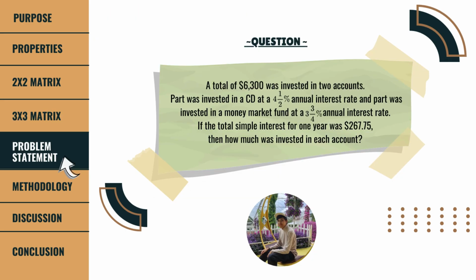In the problem statement section, the question that we have chosen is as follows. A total of 6,300 was invested in 2 accounts. Part was invested in a CD at a 4 1/2 percent annual interest rate, and part was invested in a money market fund at a 3/4 percent annual interest rate. If the total interest for 1 year was 267.75, then how much was invested in each account?